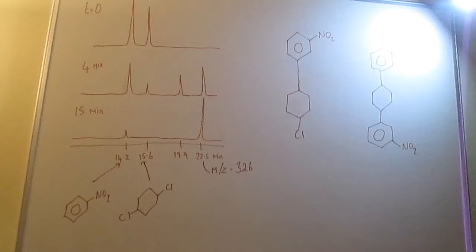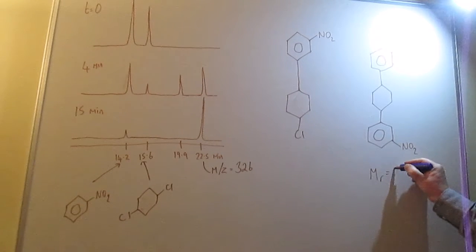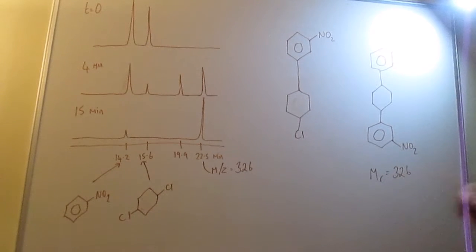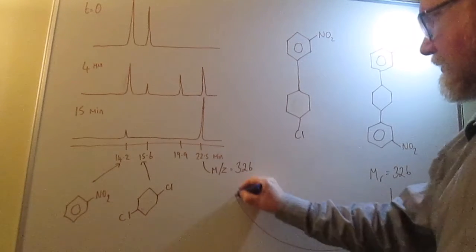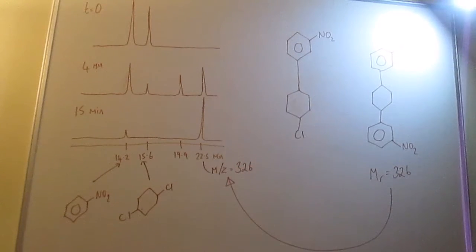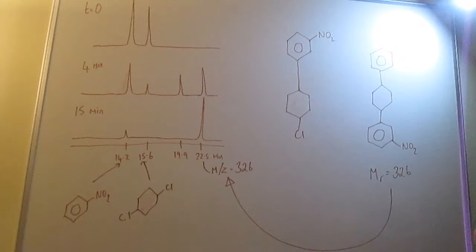So that's what we expect to get at the end, and if we check out the MR for that compound, it does indeed equal 326. So what we can say then is that this one is the final product, because it makes sense, it's what we would expect the final product to be, and it has an MR which is consistent with the molecular ion peak in the mass spectrum.